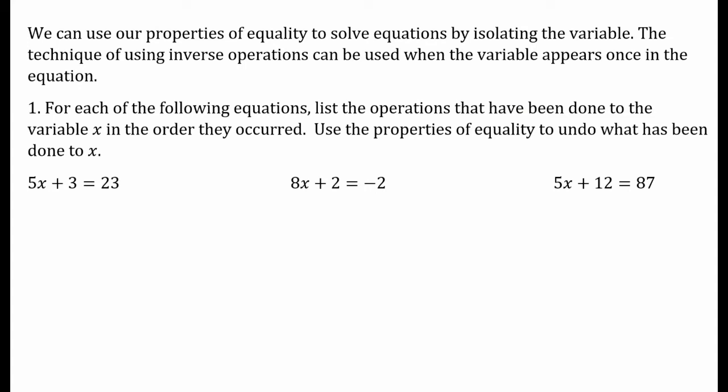Using our properties of equality, we can isolate our variable. We can use inverse operations. Inverse operations are really essential to what we do in mathematics. So you should pretty much know that the inverse of adding something is subtracting something. The inverse of multiplying is dividing. Those are inverse operations. To undo subtraction, I add. To undo division, I multiply. So using these inverse operations, we can solve for the variable if it shows up once. The key thing is the variable can only pop up once for this technique to work.